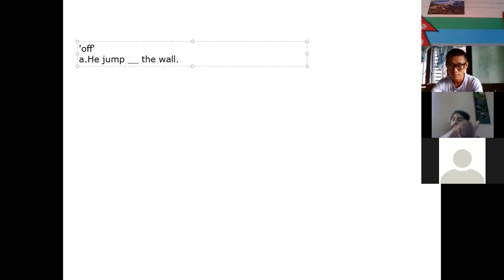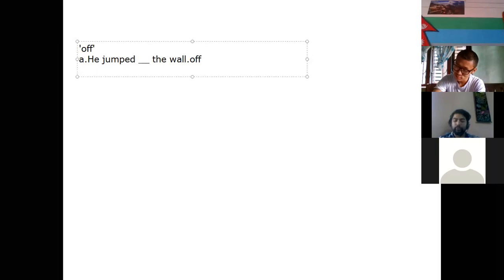When sitting on the wall, there is a connection. When he jumps, is there a connection? No. So disconnect. So off the wall. He jumped off the wall. Vans, the shoe brand, has a caption, off the wall. It's so comfortable that it is sporty, and you feel like jumping off walls. It's off the wall.